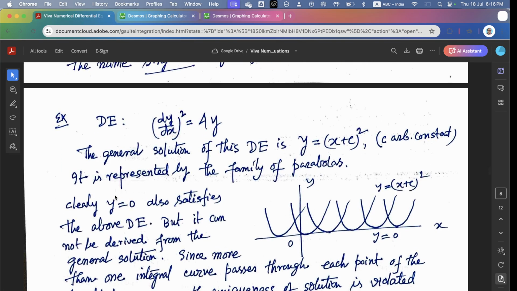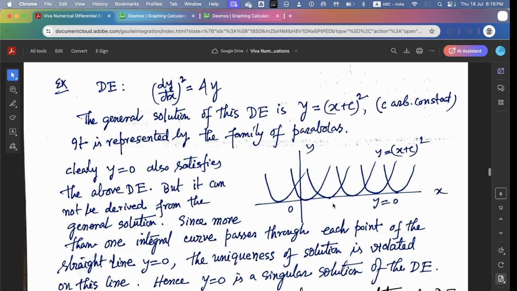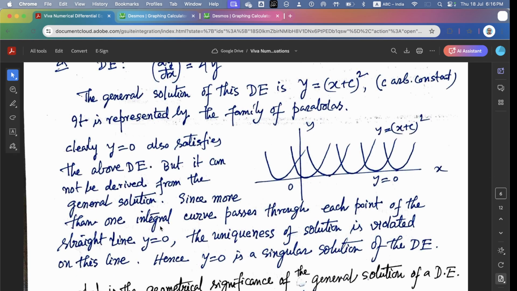Clearly y = 0 also satisfies the above differential equation, but it cannot be derived from the general solution. This y = 0 is the x-axis, since more than one integral curve passes through each point of it, this solution curve and the y = 0 solution curve. So y = 0 is also a solution, but it cannot be derived from the general solution, and more than one integral curve passes through each point of this straight line y = 0.